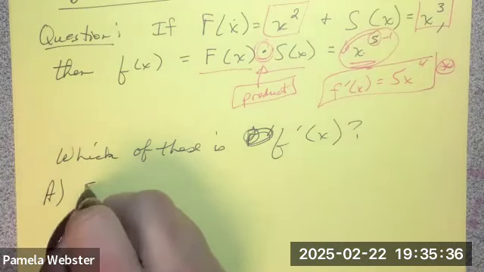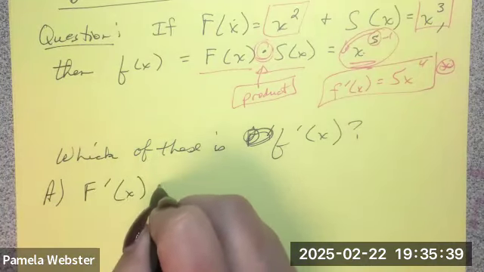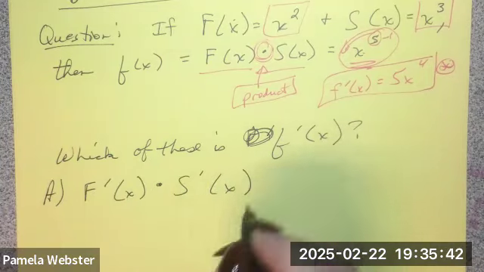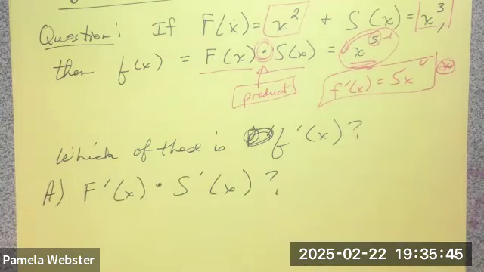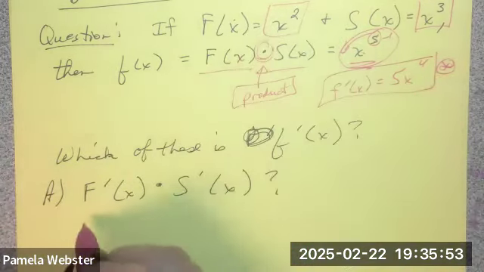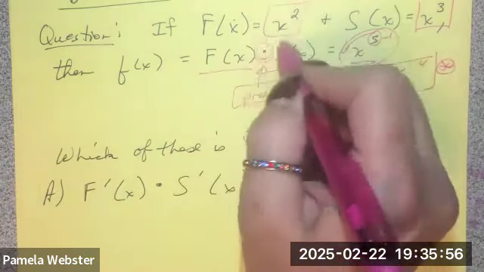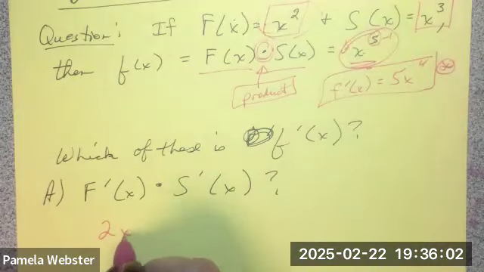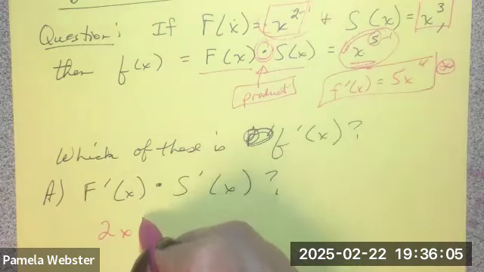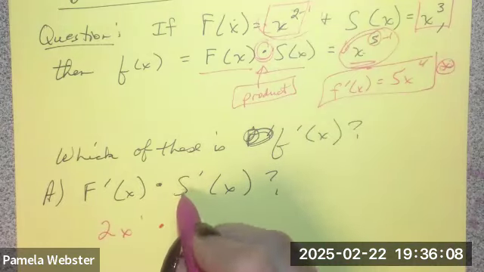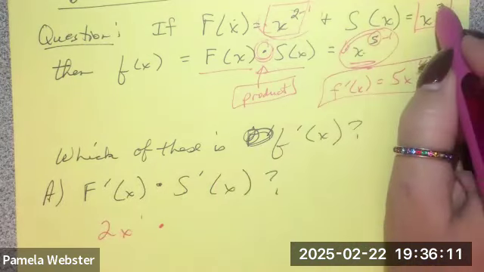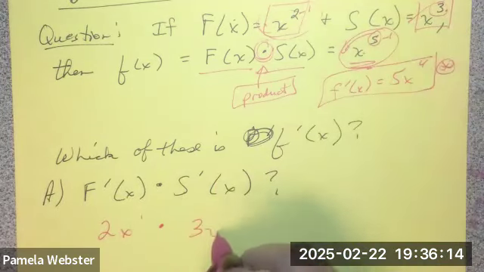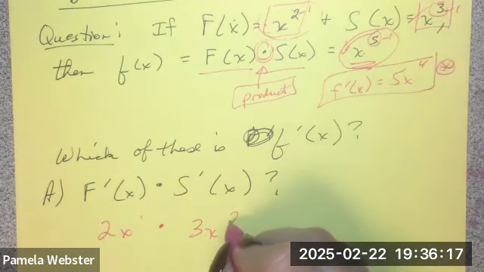Is it A, capital F prime times capital S prime? Okay. And I'm just going to say that's not it, but we'll see how it works out. So let's do that. Let's take those derivatives and see what happens. So here's capital F prime. Here's capital F. We want to take the derivative of that. Okay, what is that? Pull the 2 down. 2 times x, subtract 1 from the exponent. So it's just a 1. So we're good there. Times, take the second one, pull the 3 down. 3x, subtract 1 from the exponent, that's squared.